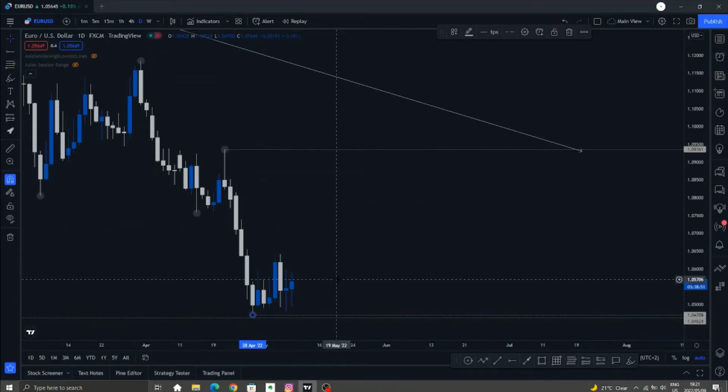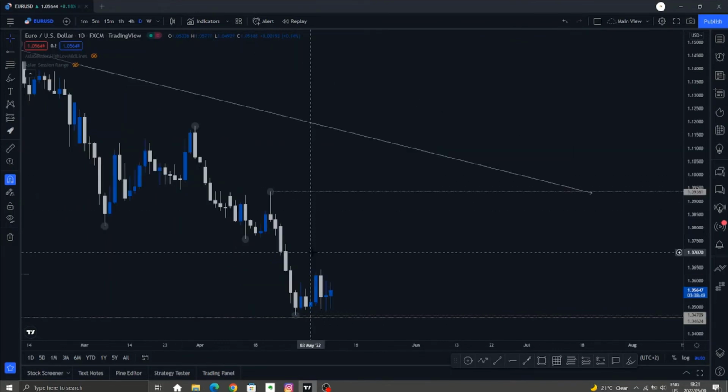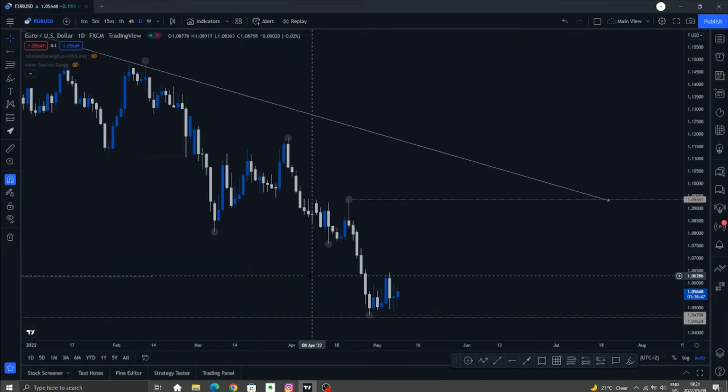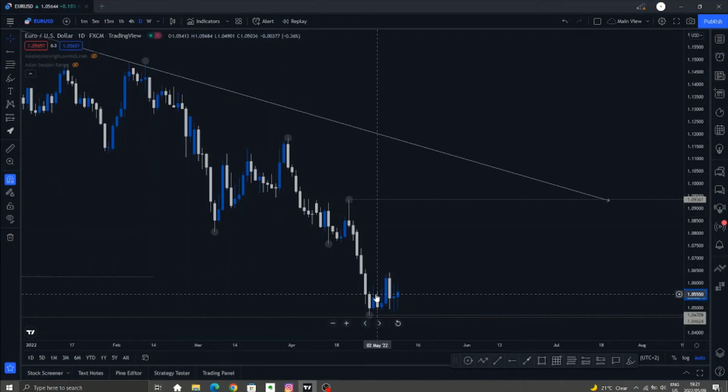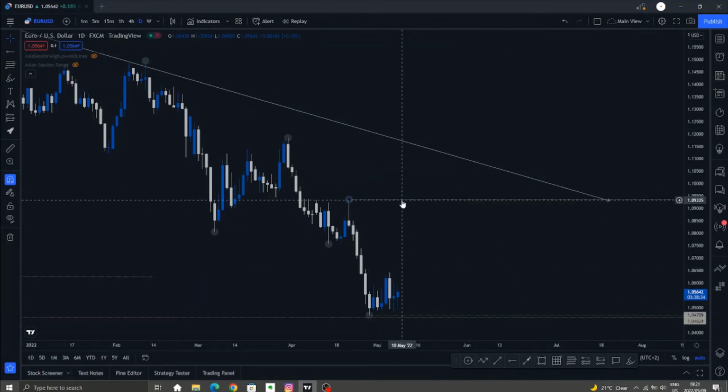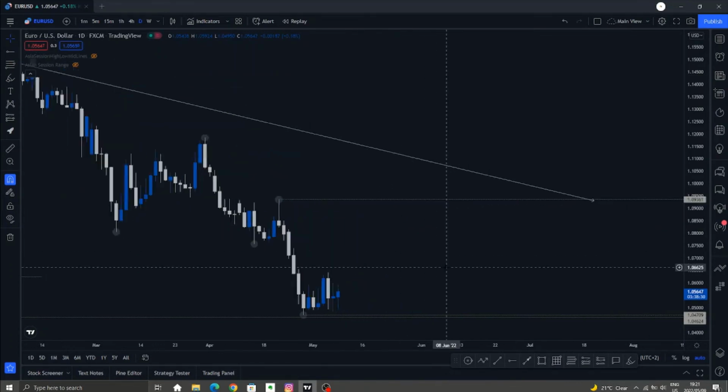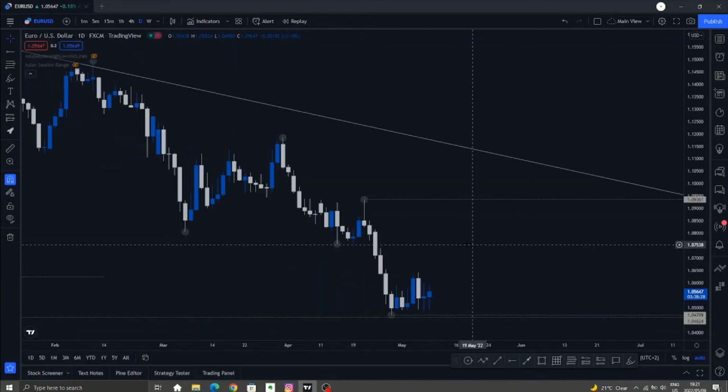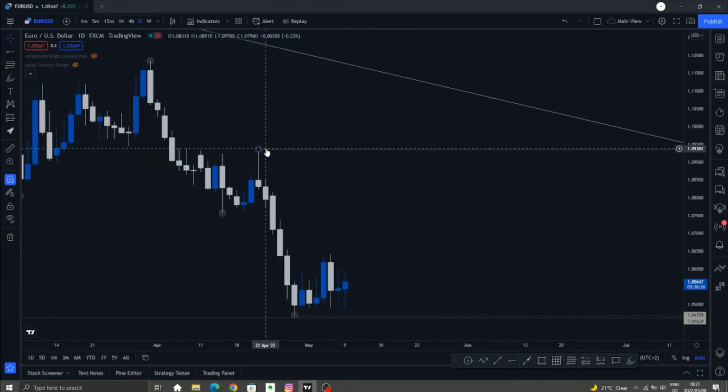The reason I want to mark out these two swing points is because in order for us to see a trend change on the daily chart, in order for us to move from a bullish state to a bearish state, a confirmed trend change, we need to see this particular lower high taken out.